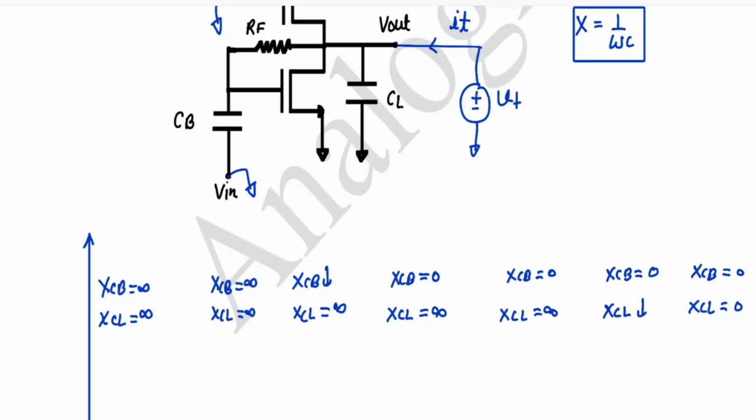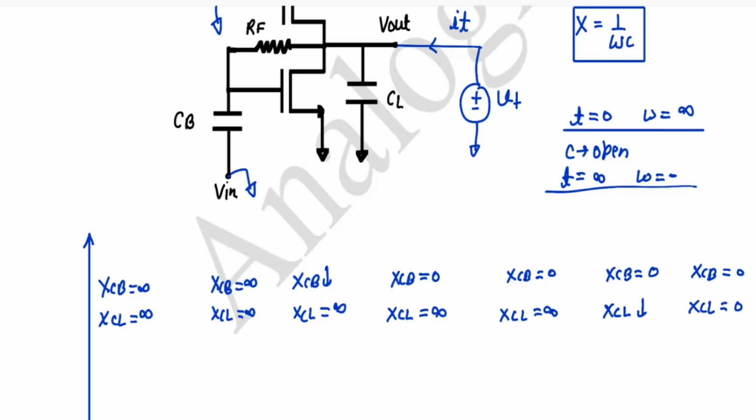We also know that at t equal to 0, our capacitance is open circuit. At t equal to infinite, our capacitance is short circuit. So t equal to 0 is nothing but omega equal to infinite. In this case, the capacitance is open, and at t equal to infinite or omega equal to 0, our capacitances are short circuit. So the same thing is happening here also. So this is how our capacitor will offer reactance across the frequency range of operation.